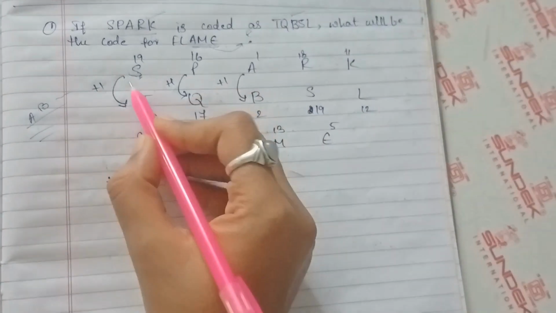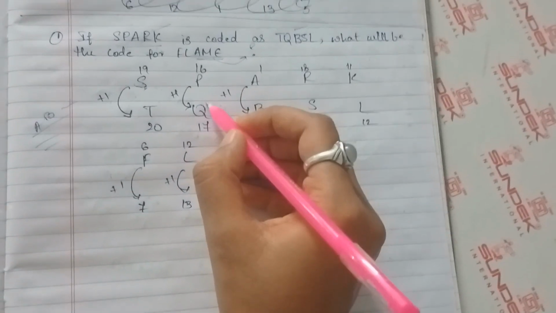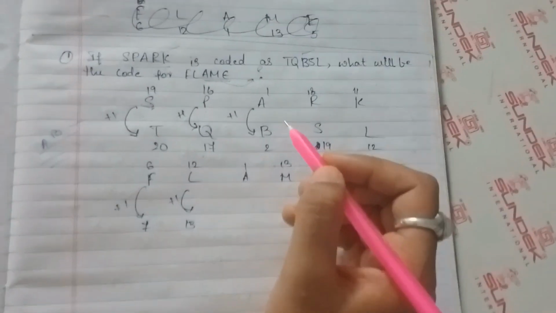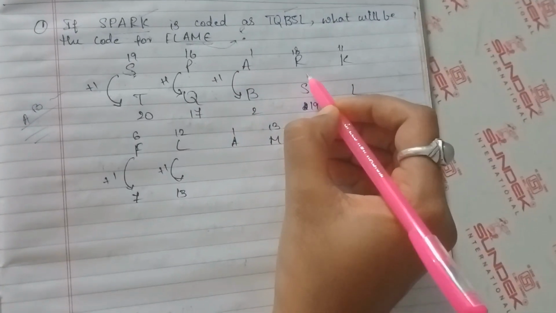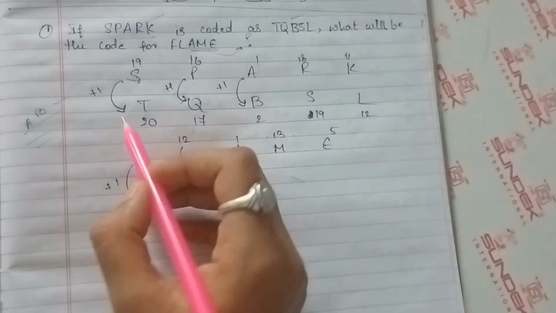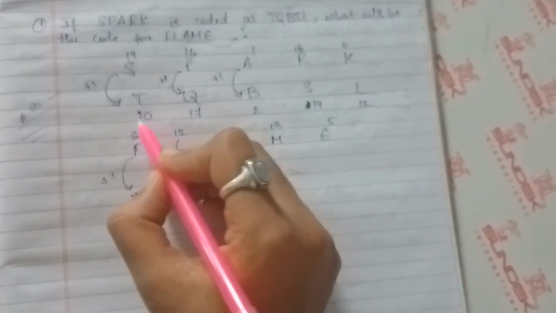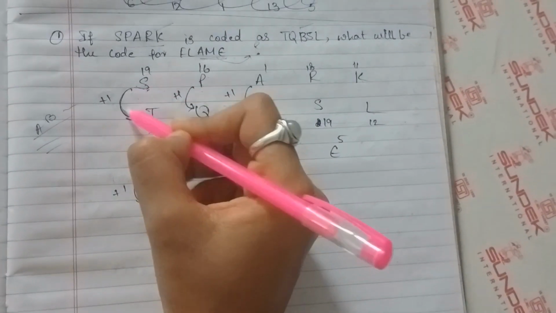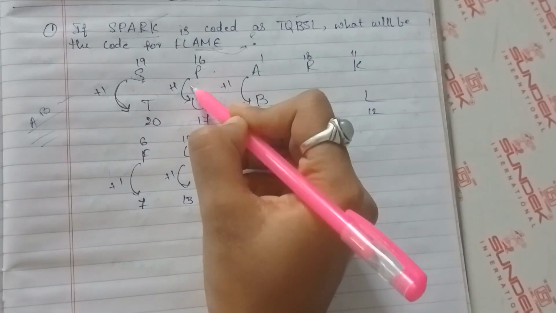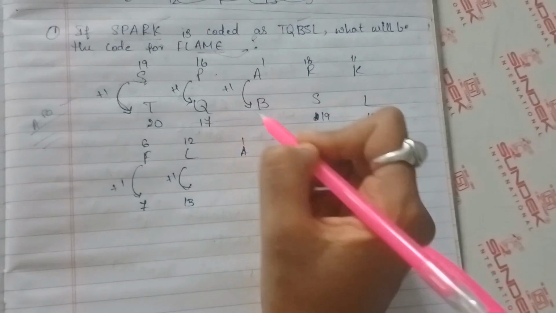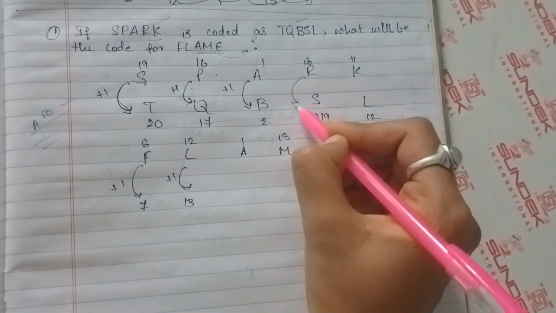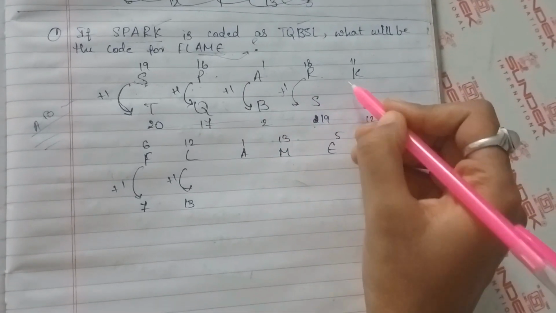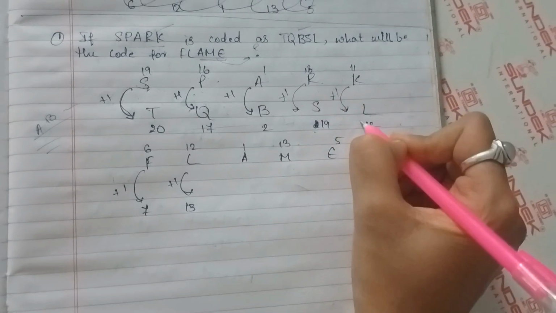Okay, so S is the 19th position and P is the 16th position in the alphabetical order, and A is 1, R is 18, K is 11. In the same way, these positions are also mentioned below. So this is 19, this is 20. 19 plus 1 gives 20. 16 plus 1 gives 17. 1 plus 1 gives 2. 18 plus 1 gives 19. And 11 plus 1 gives 12.